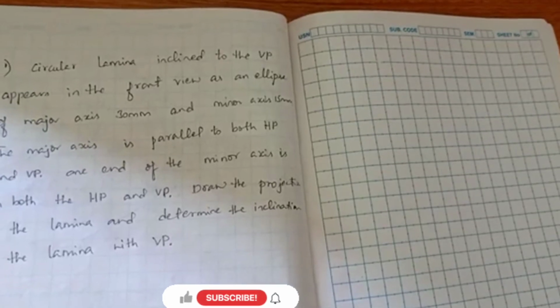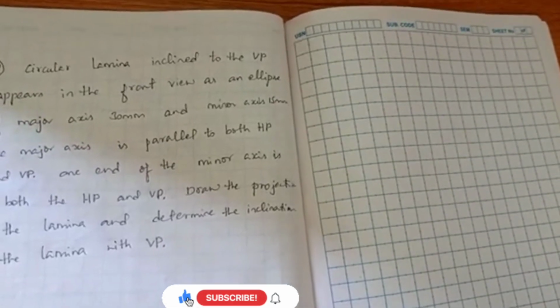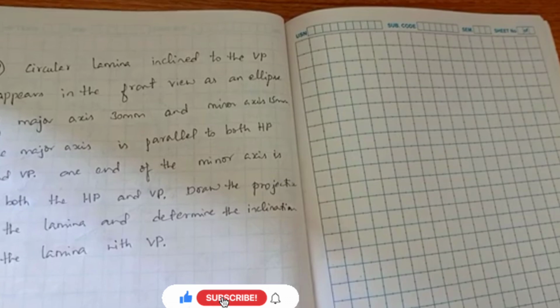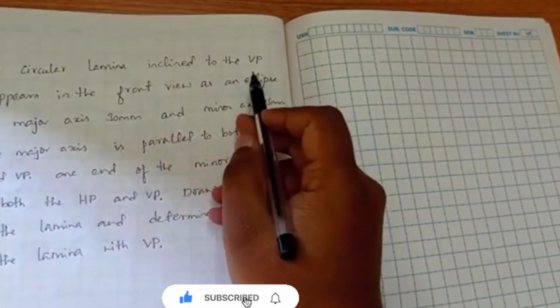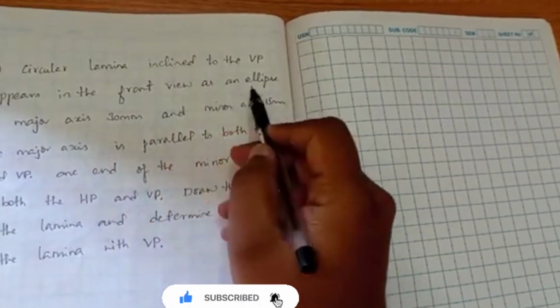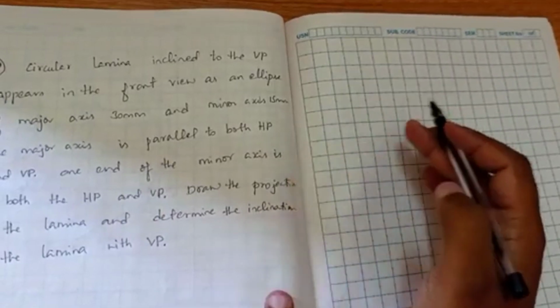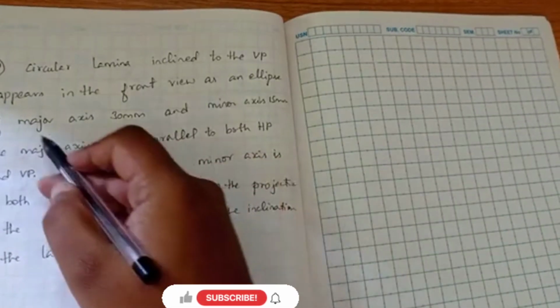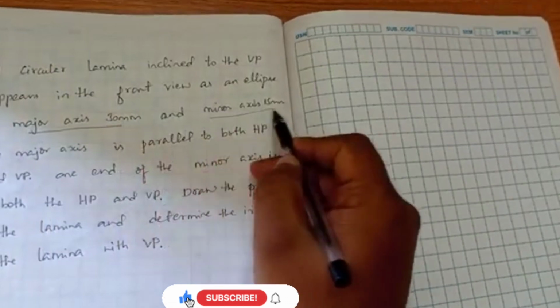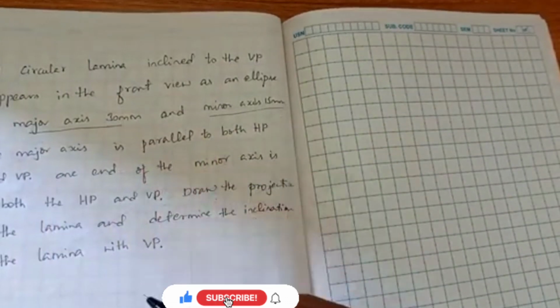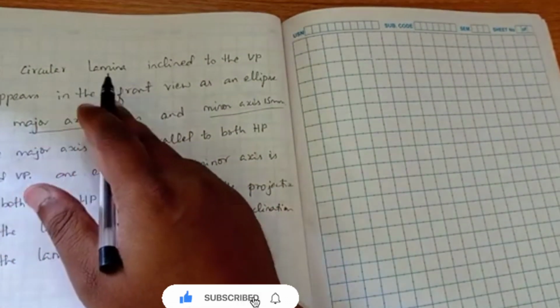Okay, we see a special type of problem in circular lamina. You see in the question, a circular lamina is inclined to the VP and appears in the front view as an ellipse. So the first position will be a circle. When it is inclined to the VP, it will become an ellipse of major axis 30 mm and minor axis 15 mm. But in this question, they have not mentioned the circular lamina dimension.